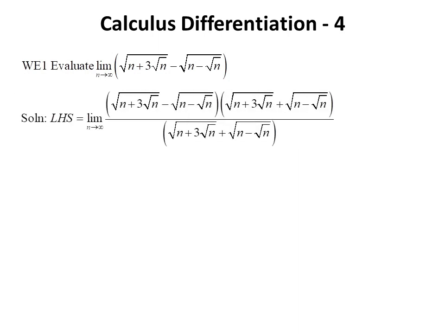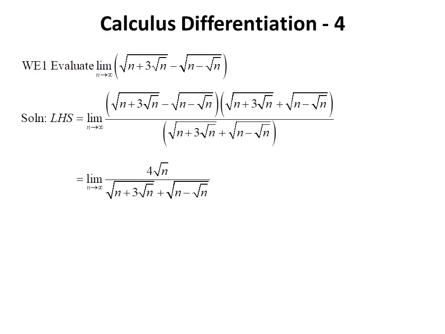Welcome to the series of differentiation, and this is the 4th session of this series. Here, example 1 is to evaluate the limit of square root of n plus 3 square root of n minus square root of n minus square root of n as n approaches infinity. To solve this problem, we need to use the algebra technique of multiplying and dividing by its conjugate expression.